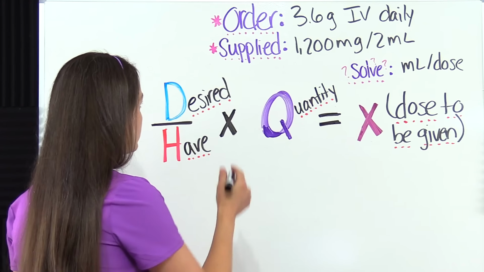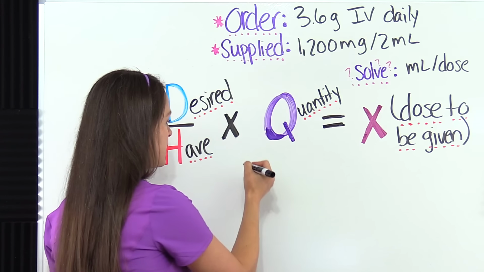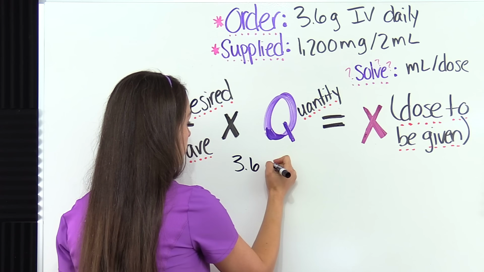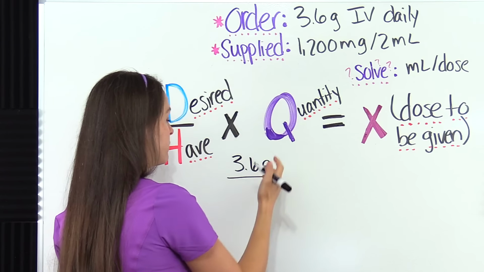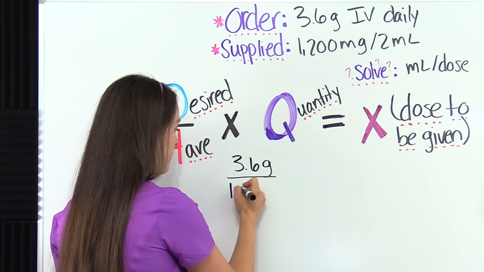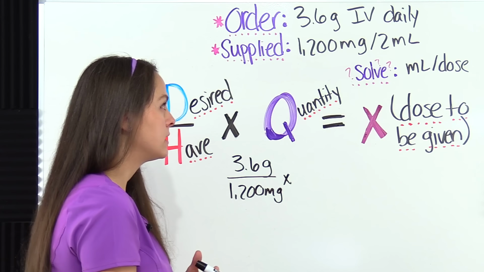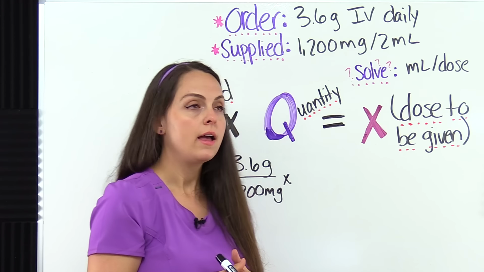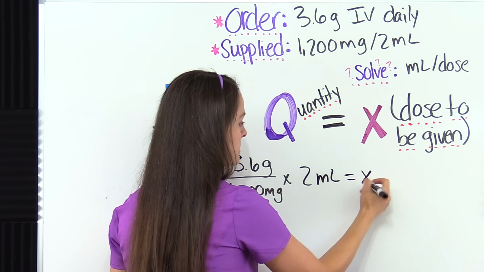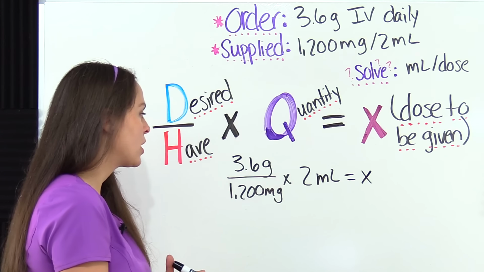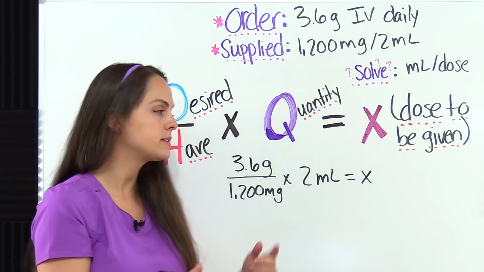So let's set up our problem using our formula. The desired dose for this patient is 3.6 grams. That's how much they want the patient to have. It's the ordered dose. And on hand, we have a dosage strength from our vial, from our medication label. It told us that there's 1,200 milligrams. And our quantity, which is in milliliters, a volume amount, is 2 milliliters. So that equals X, and that's what we're solving for. Okay, so right here, we can tell that we can't solve our formula because our units do not match.